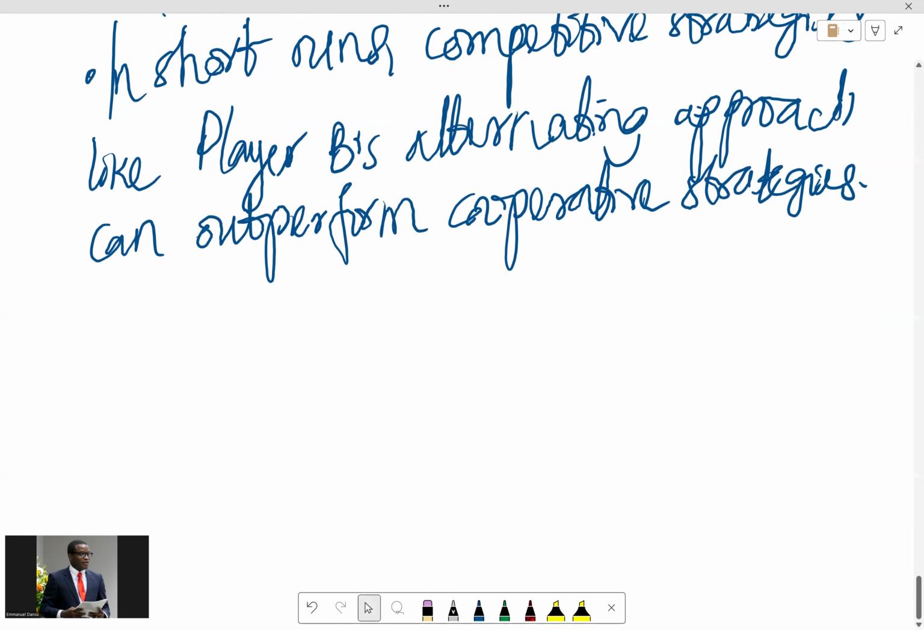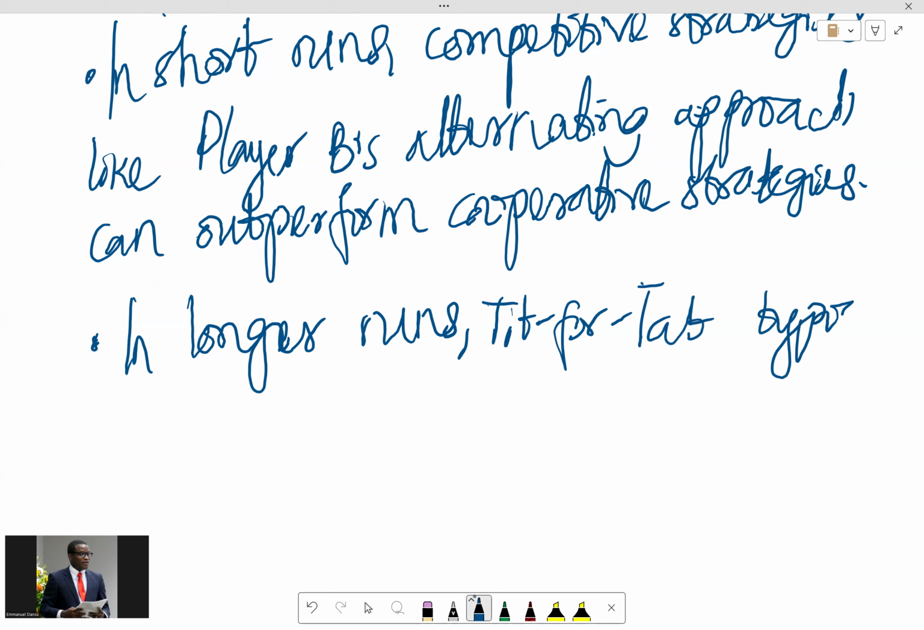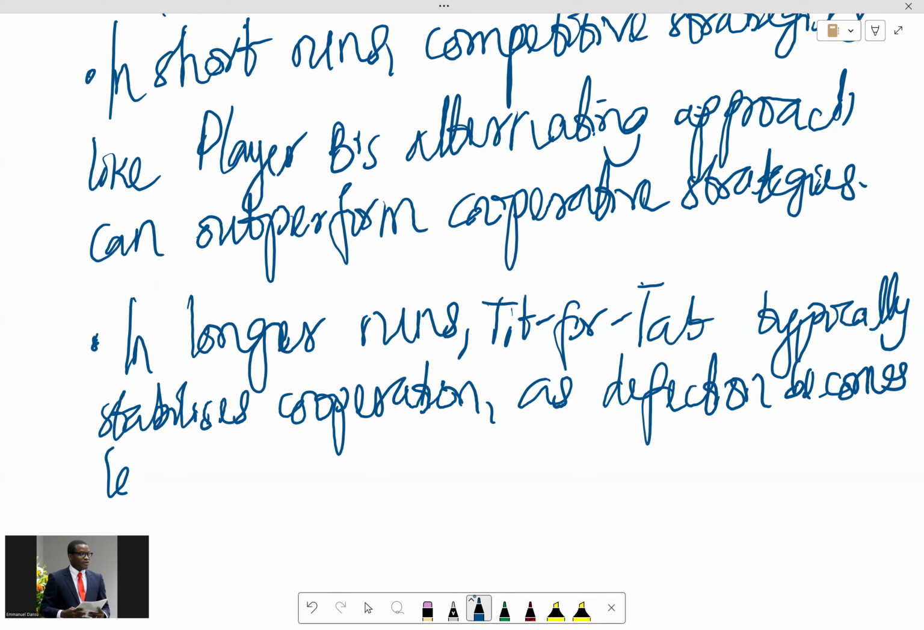Okay. Then in longer runs, tit for tat typically stabilizes cooperation as defection becomes less rewarding.